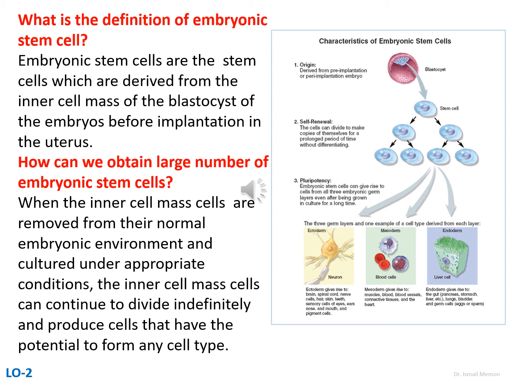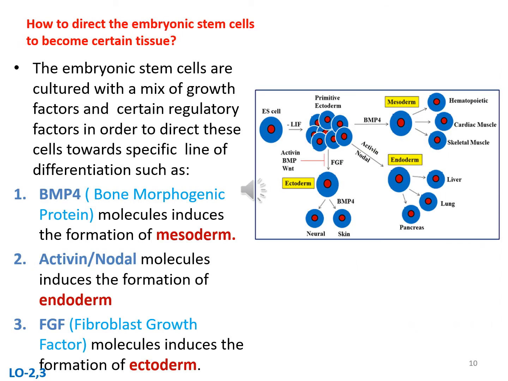As you can see here in the diagram, that they can be retrieved. How to direct the embryonic stem cells to become a certain tissue? They are cultured with a mix of growth factors and certain regulatory factors in order to direct these cells towards a specific line of differentiation. For example, bone morphogenetic protein will induce the formation of the mesoderm. If it is activin or nodal molecule, it will induce the formation of the endoderm, and so forth. Fibroblast growth factor will induce the formation of the ectoderm. So this way these cells are directed to form different types of cell lines.